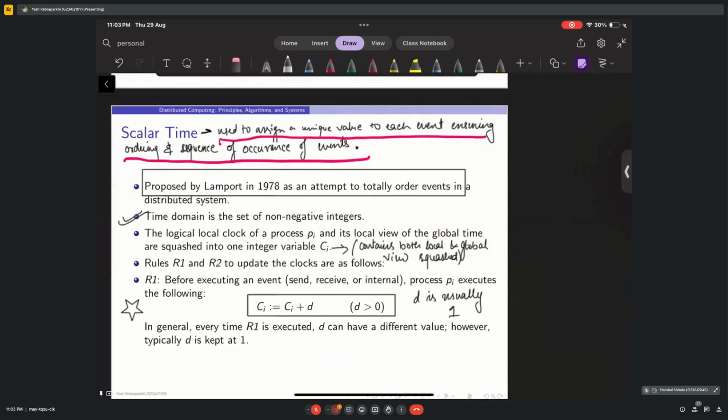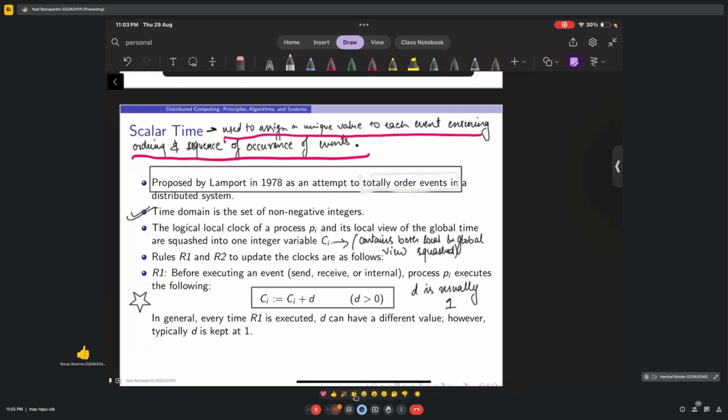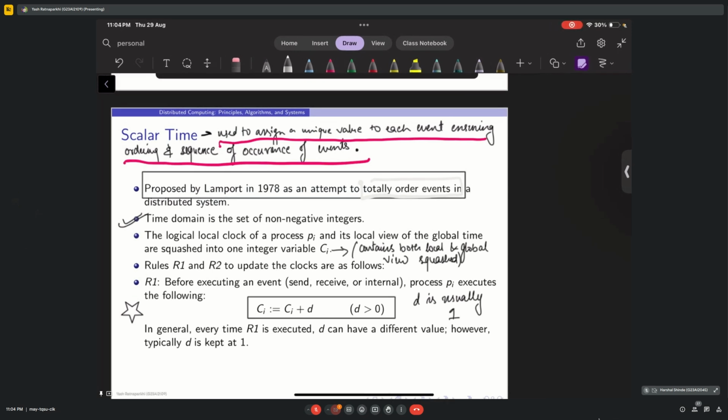You understood this term, total order of events? Yash, can you repeat again? Yes, I will repeat. Totally ordering of events: for each process, we are keeping an order. Event 1 occurred, then event 2 occurred, then event 3, event 4. This was the local ordering. And total ordering means for all the processes, all the events that have occurred will be aligned into an order. That is known as total ordering. Got it?